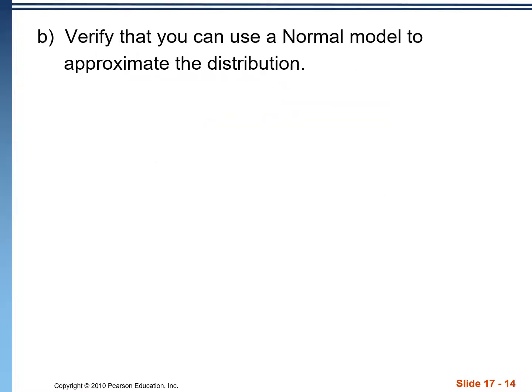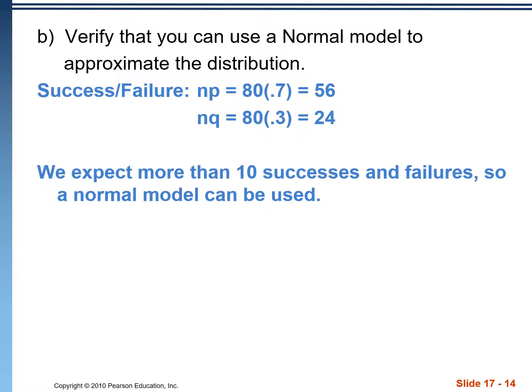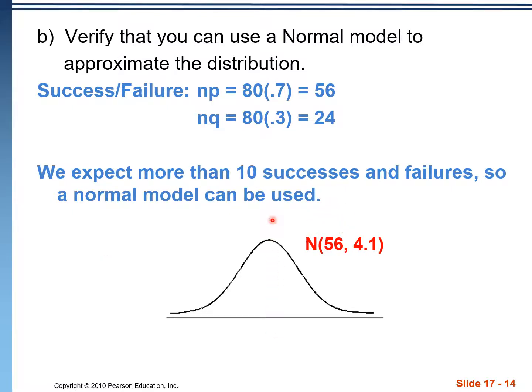Part B, verify that we can use a normal model to approximate the distribution. So here we want to check the success-fail criteria. Make sure that we have enough successes and failures to fill out the edges of that normal model and fill up the tails. So we check np and nq. We see that np equals 56, nq equals 24. We write a statement like this, and we have to write that. We can't just write this without the sentence below it. We expect more than 10 successes and failures, so a normal model can be used. Our normal model would be centered at a mean of 56, right in the middle there, and a standard deviation of 4.1.